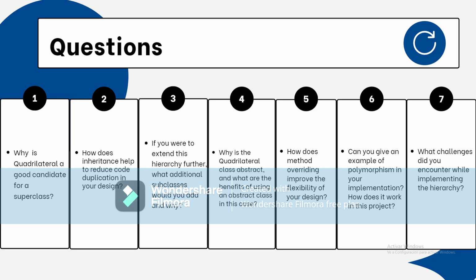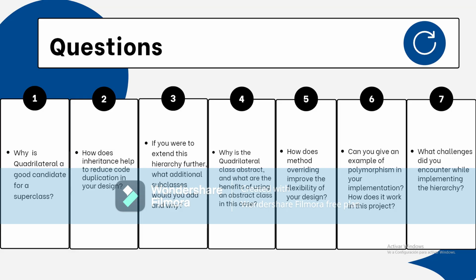Okay, second one. How does inheritance help to reduce code duplication in your design? Instead of redefining attributes and methods in every subclass, inheritance allows them to reuse code from quadrilateral and means each subclass only needs to override methods when it's necessary. And that is one.